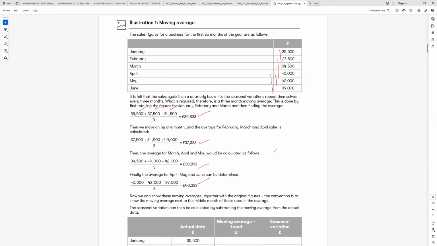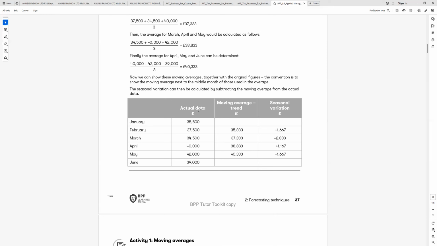Once we have the 4 averages from the 6 months, now we can find whether there is any seasonal impact. You can see here that is the actual data, and we make the moving average of the trend. From the 6 months, we make it 4, dividing by 3 each time. And then we see if there is any seasonal impact. Obviously we can see here on February, it will be plus 1667. So for the month of February, the sales always go up by 1667.